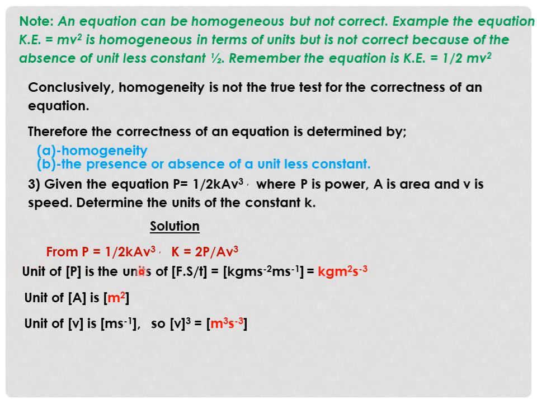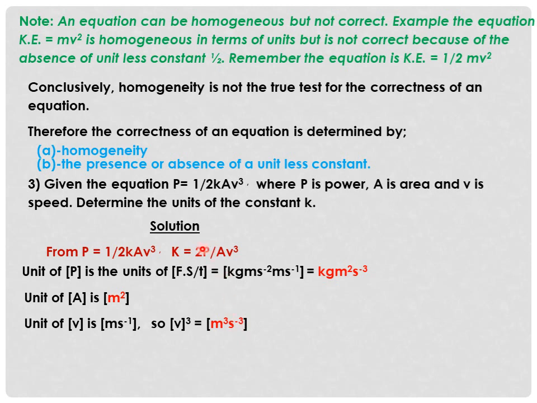The unit of P is the unit we have said. What were we told? P is power. So the unit of P is the unit of force times distance on time. Remember the last example: work done is force times distance, and the rate of work done is power, which gives us this unit. The unit of A is meter square. The unit of speed V is meter per second. But remember that in the expression, the speed is raised to the power 3, so we have to cube all of these. If we cube them, we're going to have m to the power 3 and s to the power minus 3.